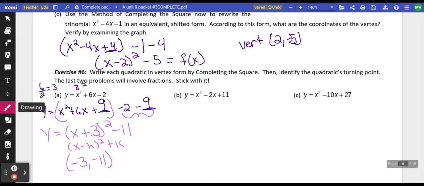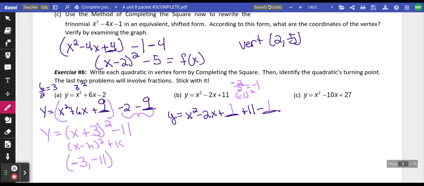Okay, so the first one, we start out by doing y equals x squared minus 2x plus something plus 11 minus something. Whatever I add here, I need to subtract because I need to keep it equal. So to find what I'm going to add or subtract, I do negative 2 divided by 2, which is negative 1, and then square that. Negative 1 squared is 1. So I add 1 and subtract 1.